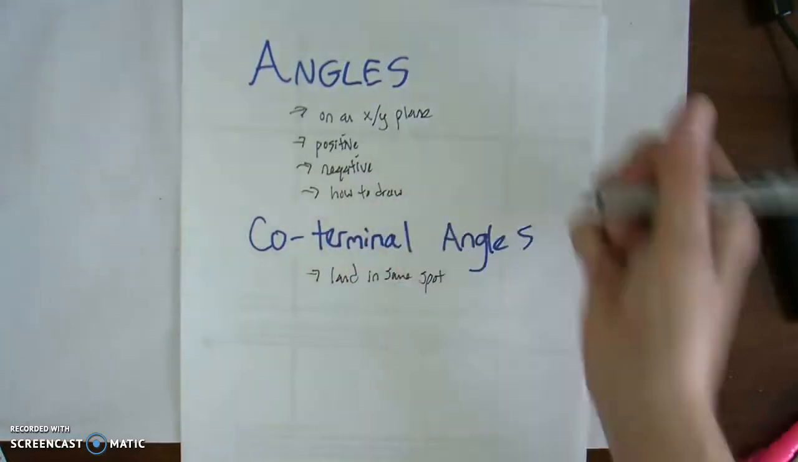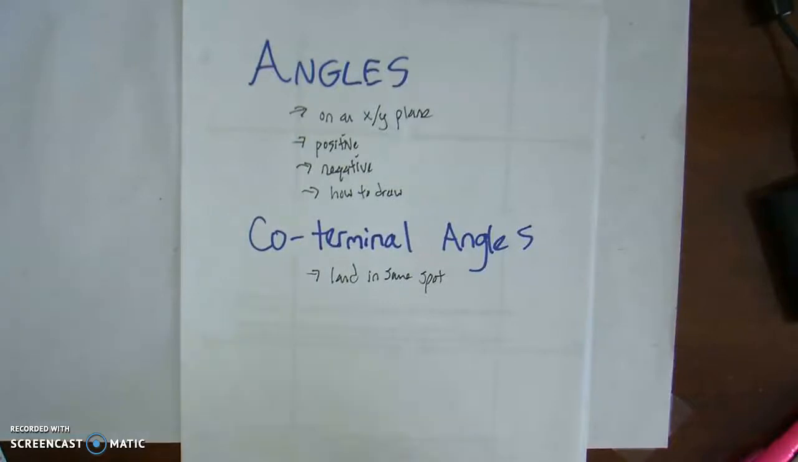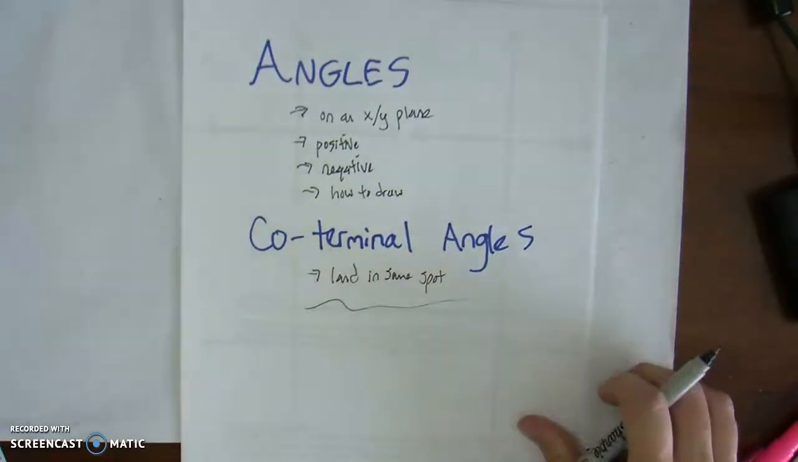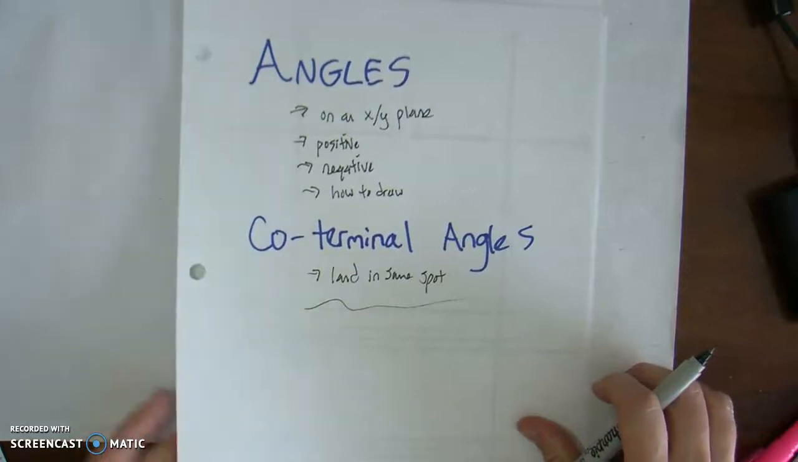They land in the same spot. Coterminal, they end. Co means cooperatively, or two doing the same thing at once. Land in the same spot is where we want to think about coterminal. Okay, so let's get to angles.